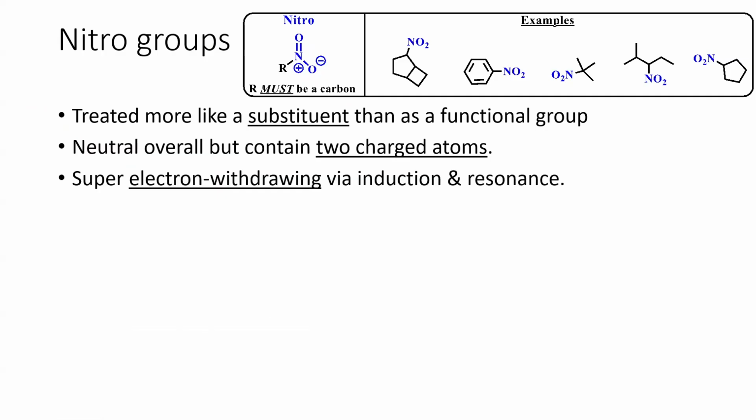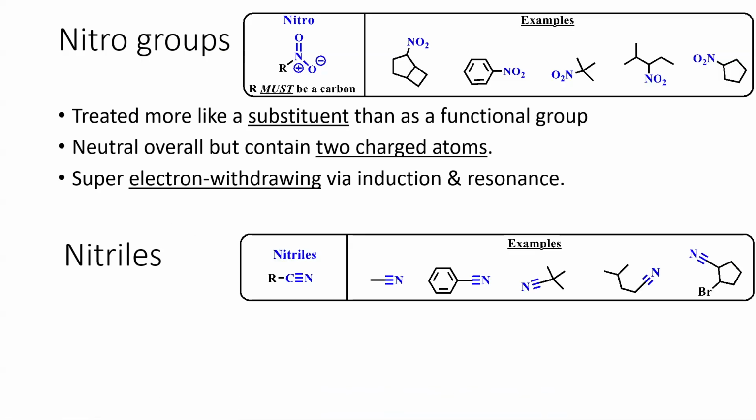But here's the thing we want to know about nitro groups: they are super electron withdrawing. Because of that formal positive charge on the nitrogen, it really draws out electron density, because positive attracts negative, right? But also because of resonance forms. You could draw resonance forms that formally pull electron density into that functional group, forming a double bond with the nitrogen. But that's the big thing: we consider it to be an electron withdrawing group, and a very effective electron withdrawing group. That is nitriles.